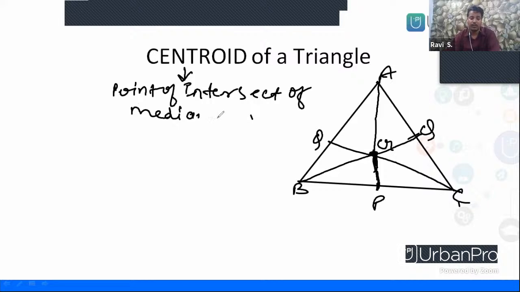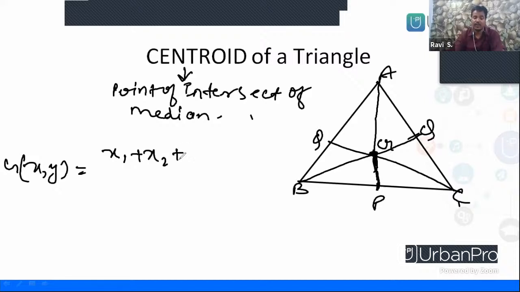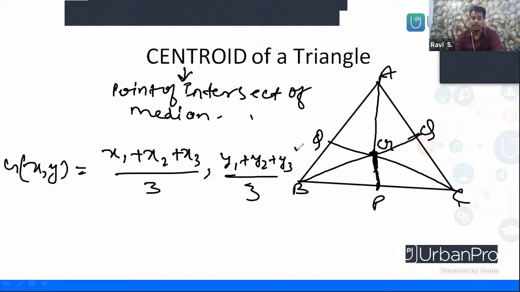So now let me give you the formula for finding out the centroid, guys. If in exams they ask you to find the value of the centroid, let me tell you how you are going to find it. For the coordinates of G, that is the centroid, just write all three coordinates of this triangle, x1 plus x2 plus x3, and divide by 3. Similarly, y1 plus y2 plus y3, and divide by 3. So this will give you the centroid of the triangle.